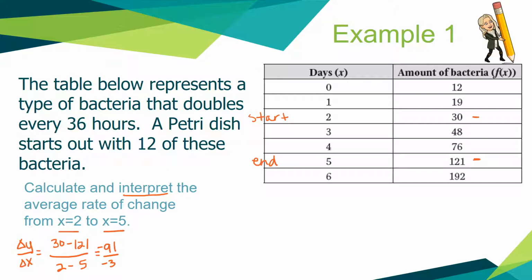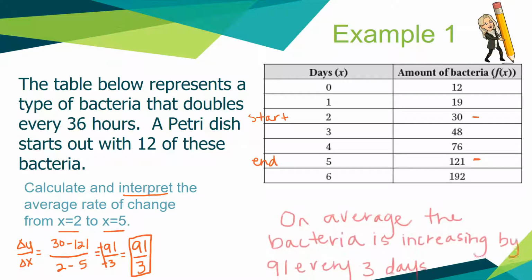Now here, 91 over 3, does that simplify? Unfortunately, it does not, but we do know that these negatives are going to cancel each other out. So my simplified answer should be 91 over 3. This 91 over 3, remember, that's the average rate of change from x equals 2 to x equals 5. So now I need to interpret what that means. Remember, when we interpret what that means, I'm writing that sentence down.